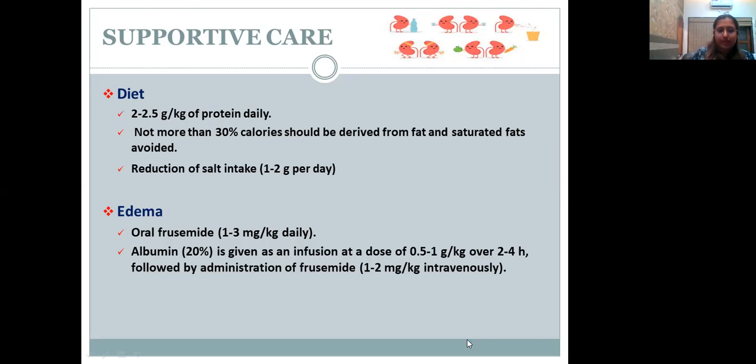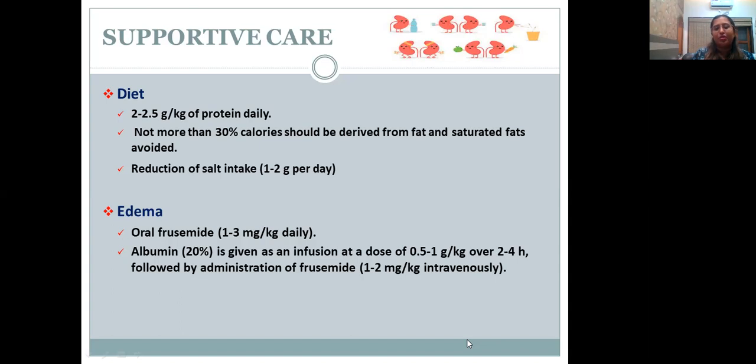So in order to treat edema, we usually use diuretics like oral furosemide, given 1 to 3 mg per kg daily. And in certain cases, we might actually require 20% albumin also to be given IV. Usually albumin infusion is always supplemented along with our diuretics, because albumin can further cause load on the heart during this edema phase and further lead to CCF. As a result, albumin always has to be supplemented with diuretics.